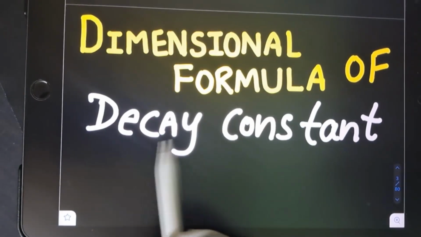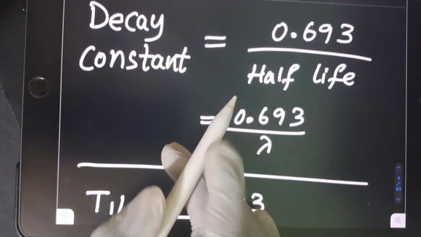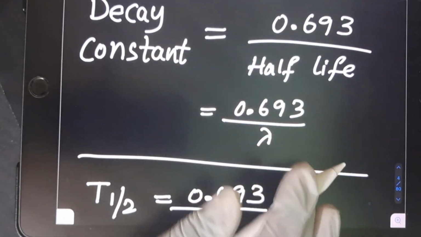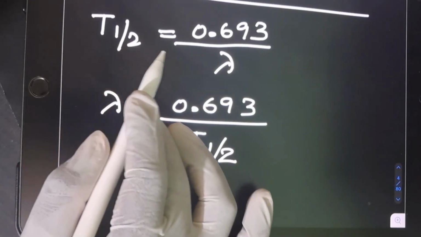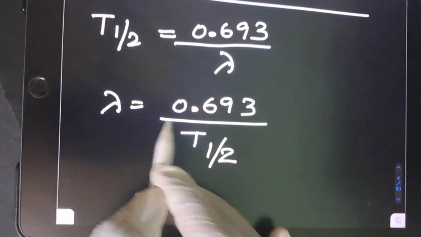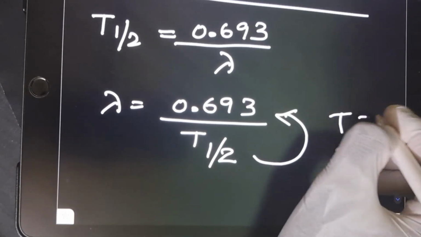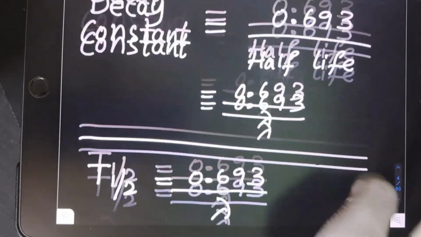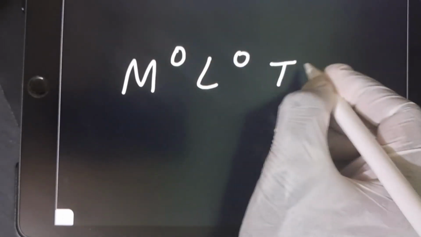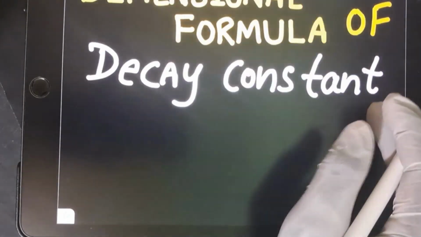To find dimensional formula of decay constant. Decay constant is equal to 0.693 by half-life. Here T half-life is equal to 0.693 by lambda, where lambda is equal to 0.693 by half-life. So it will be the time reciprocal, time inverse: M power 0, L power 0, T power minus 1. Decay constant, T power minus 1, is the dimensional formula.